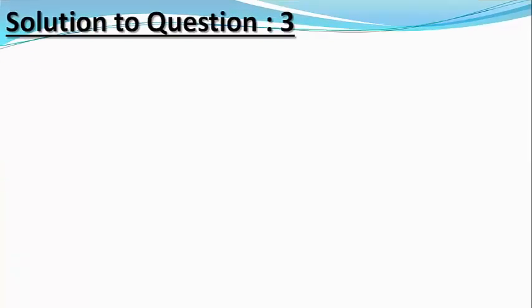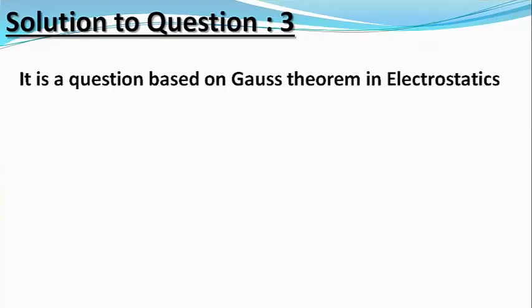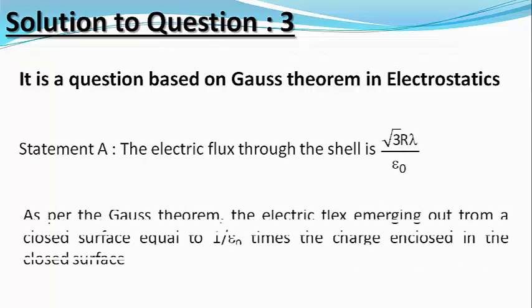It is an interesting problem based on Gauss theorem in electrostatics and may have one or more than one statements correct. Let us try to analyze the statements one by one. Statement A. As per the Gauss theorem, the electric flux emerging out from a closed surface is equal to 1 by epsilon naught times the charge enclosed in the closed surface. That is, integral of E dot ds over a closed surface S equals Q enclosed divided by epsilon naught.